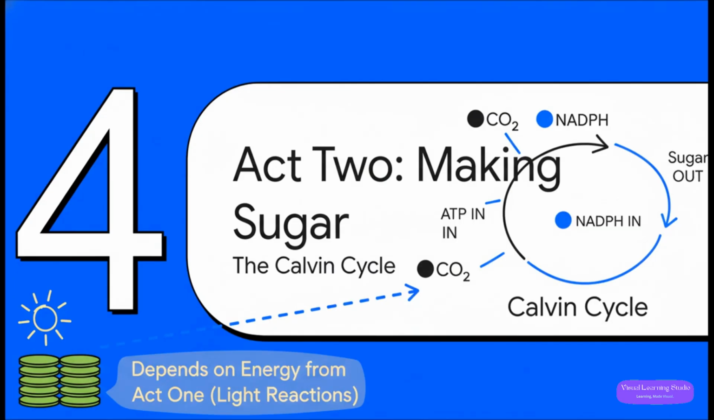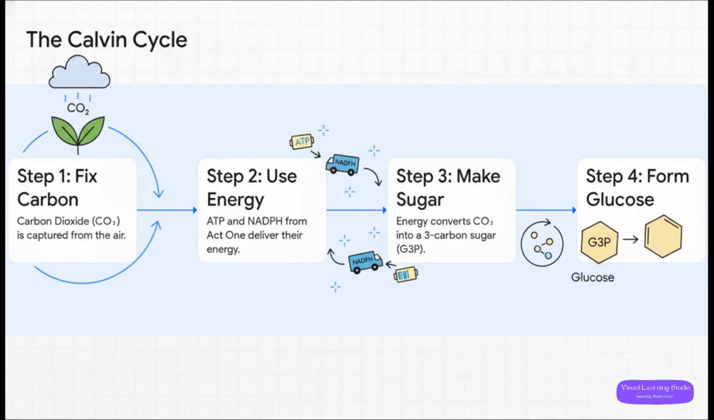And that brings us to Act 2, making the sugar. This part is called the Calvin cycle. Now, it doesn't need light directly to work, but it is completely dependent on the energy that was just delivered from Act 1. So what's going on here?